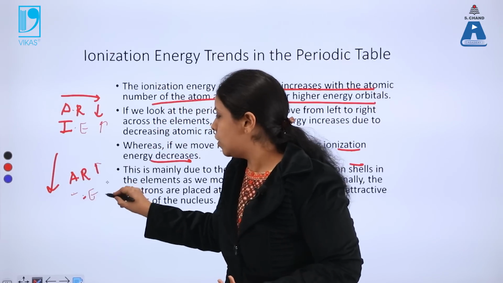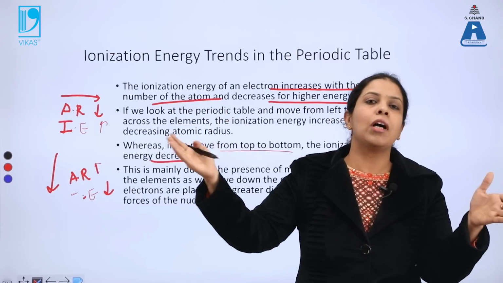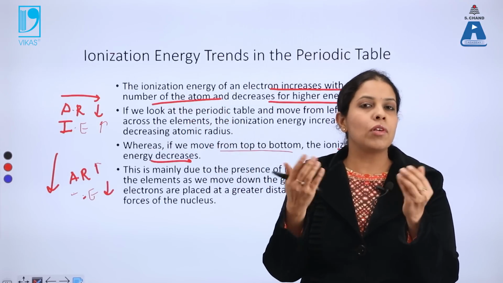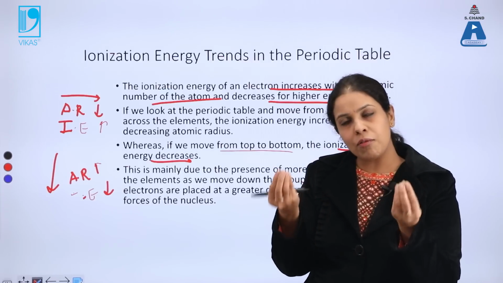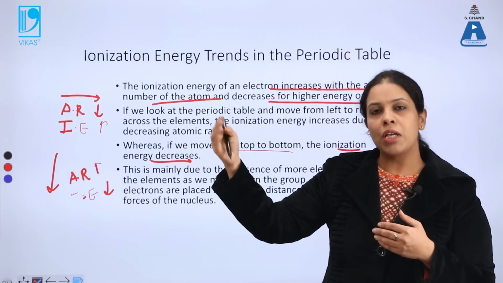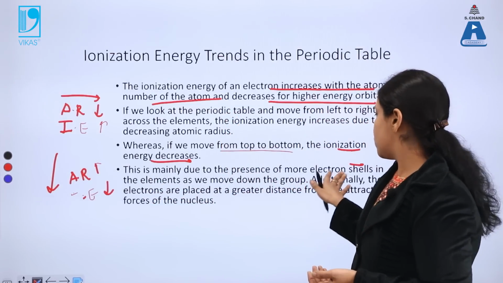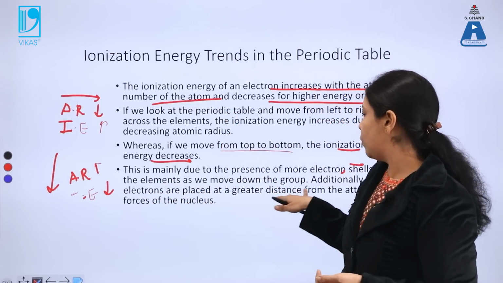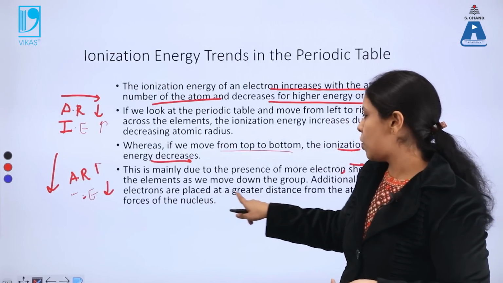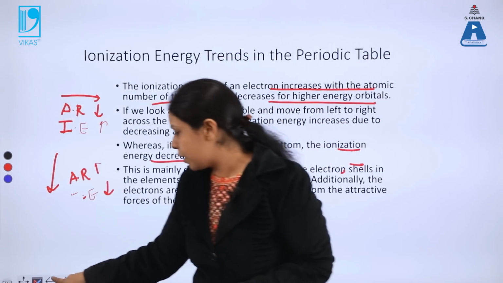Ionization energy decreases. That means electrons are moving farther and farther from the nucleus, so the effective nuclear charge is decreasing. So even if I provide a very small amount of energy to the system, because the electron is very far from the nucleus, it will be easily removed. This is mainly due to the presence of more electron shells in the element as we move down the group. Additionally, the electrons are placed at a greater distance from the attractive force of the nucleus, as we have already discussed.